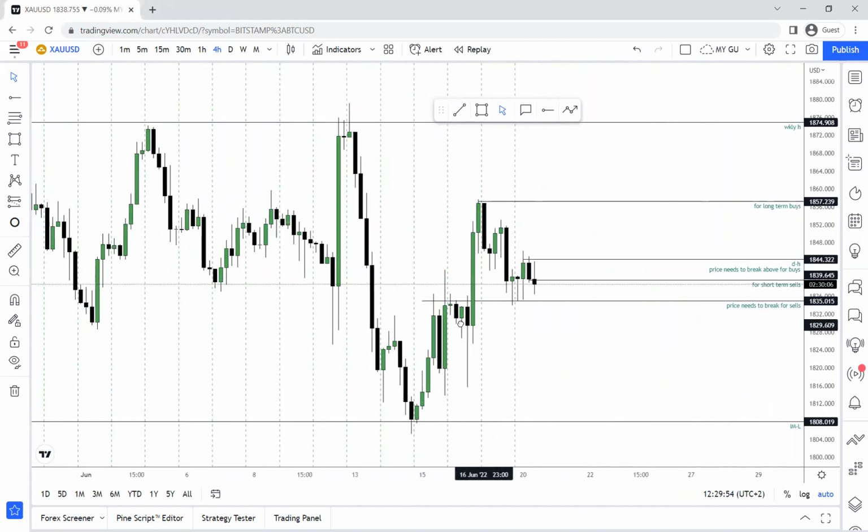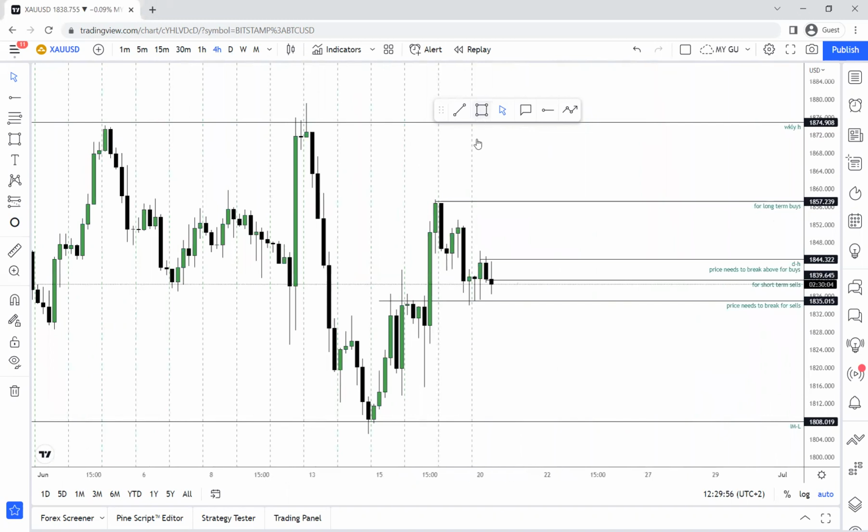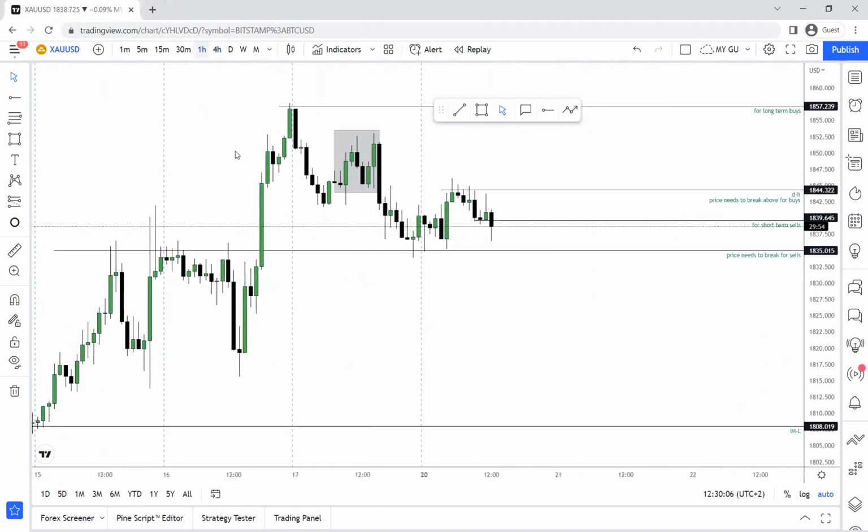All right, let's look at this 4-hour candle that we have right here. All right, so this 4-hour candle closed bullish, right? With a nice bullish 4-hour candle. Now let's go on the 1-hour time frame. On the 1-hour time frame, this is where the 4-hour candle closed, right? And this is the next 1-hour candle.